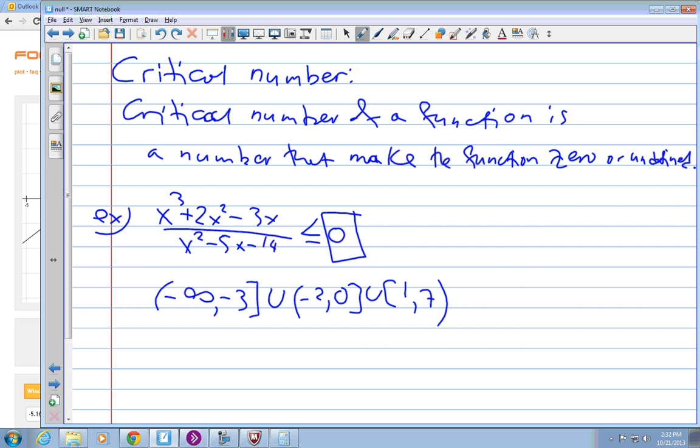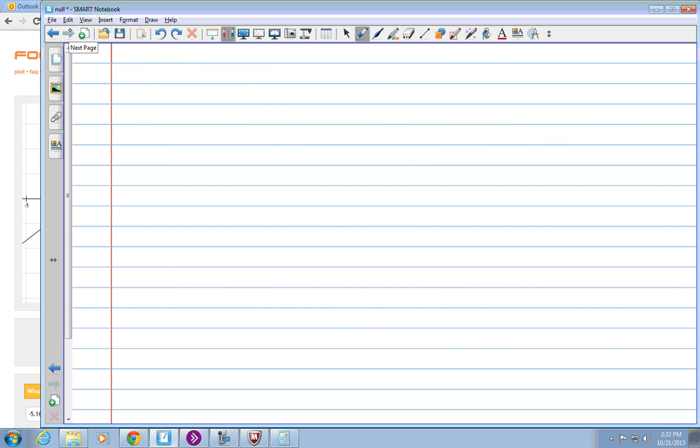Now, I want to do one example that's a little funkier. And that's from your book. x minus 3 over x plus 4 greater than x plus 2 over x minus 5. Okay?